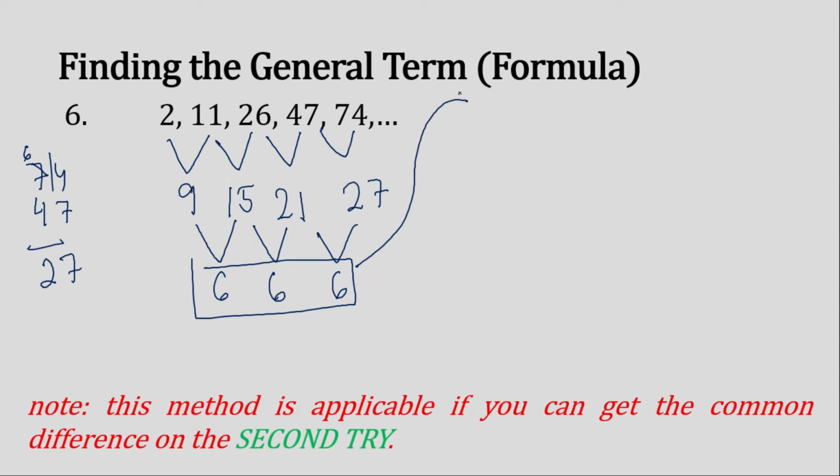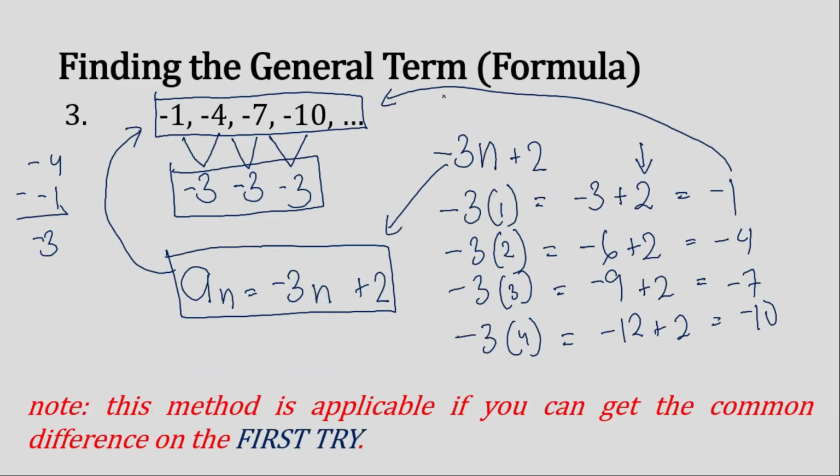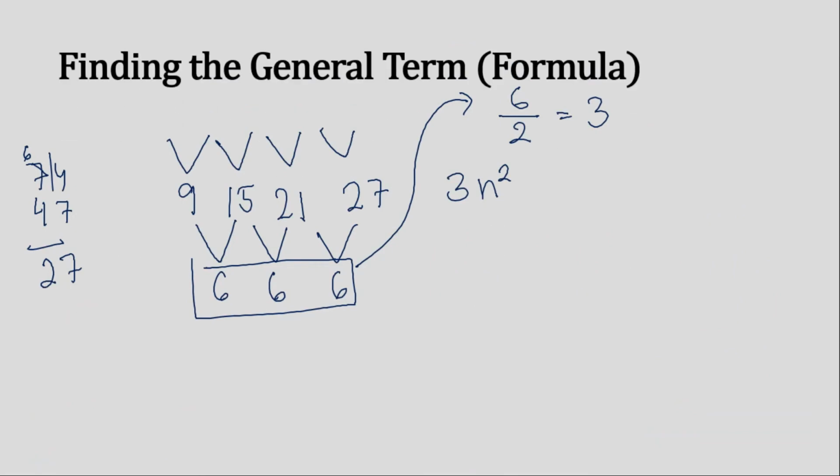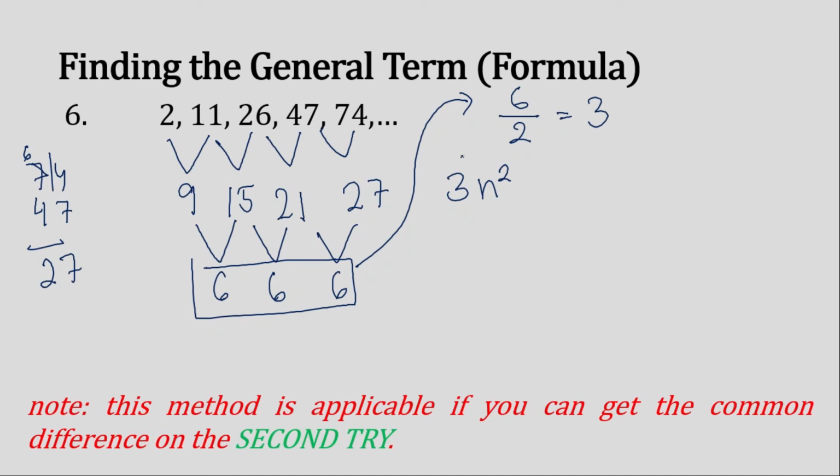Now what we're going to do with this 6, we need to divide it by 2. So we have 3, then we will put an n squared beside it. Why n squared? Because we use n squared if we get the common difference on our second try. We just use n if we get the common difference on our first try. On our first try, we use n. On our second try, we use n squared.